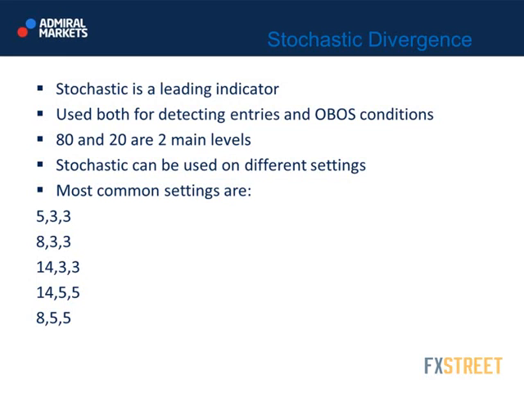Now, as with most indicators, we can experiment with it. So we can use stochastic on different settings. The settings which I recommend, and the most common settings, are 5-3-3, 8-3-3, 8-3-5, 14-3-3, 14-5-5, 8-5-5. Okay, 8-3-5 is pretty good in spotting divergence, but 8-3-3 and 8-5-5 are also good. You can experiment with it. As I say, 8-3-5 is pretty close to being the best of all of these settings.